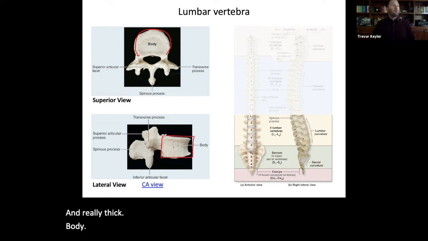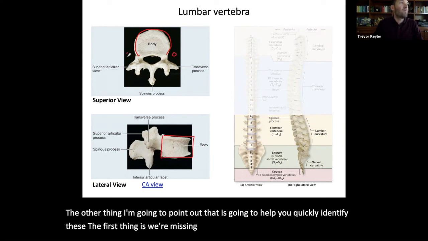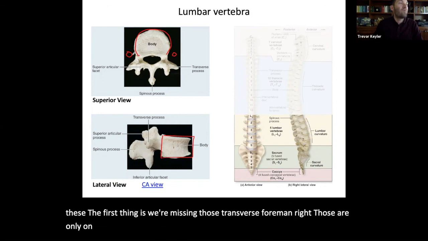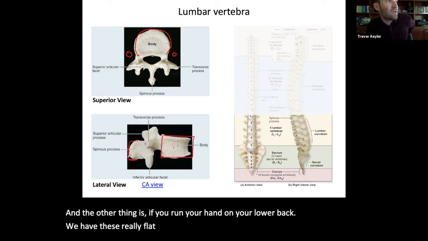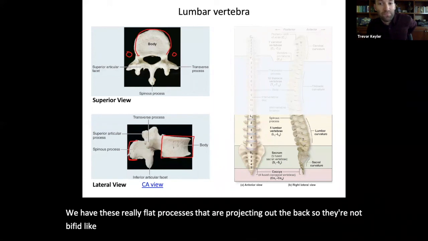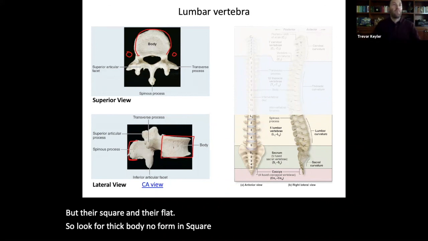The other thing I'm going to point out that will help you quickly identify these: the first thing is we're missing those transverse foramen, right? Those are only on the cervical, so we don't have those associated with the lumbar vertebrae. And if you run your hand on your lower back, we have these really flat processes projecting out the back. They're not bifid like the cervical were, but they're square and flat. So look for a thick body, no foramen, square spinous process. You know you're looking at a lumbar vertebra.